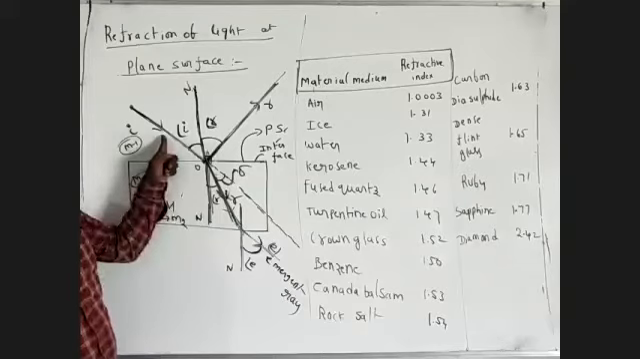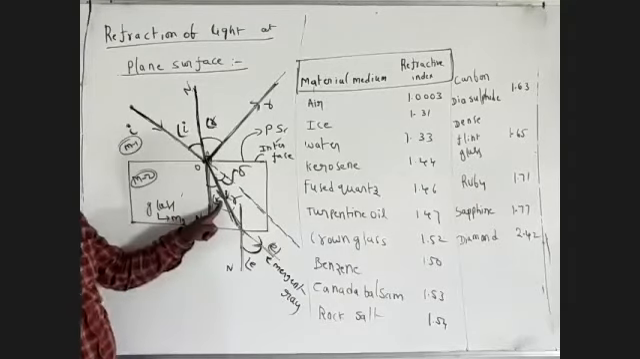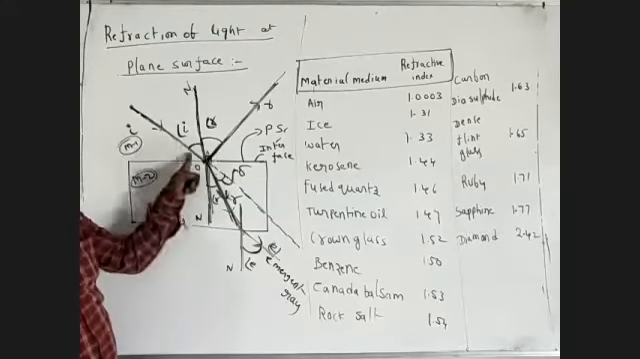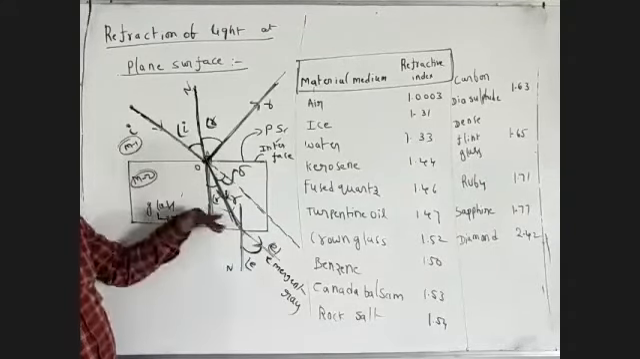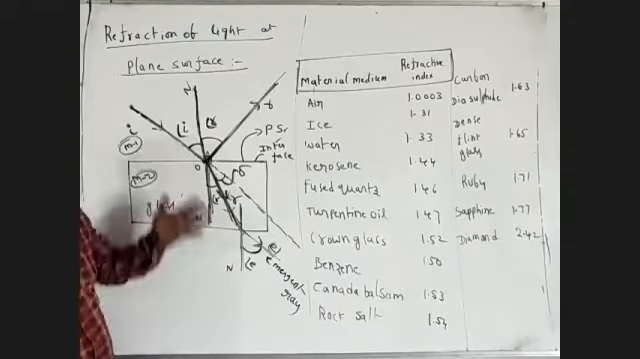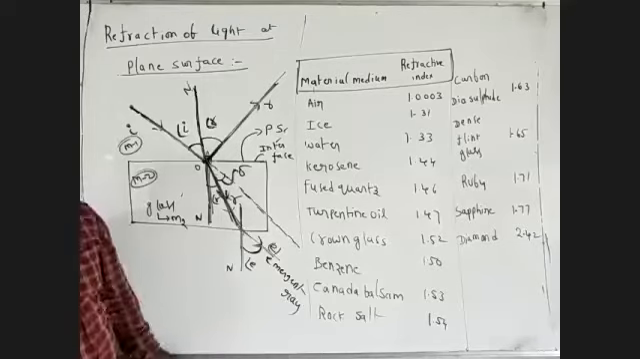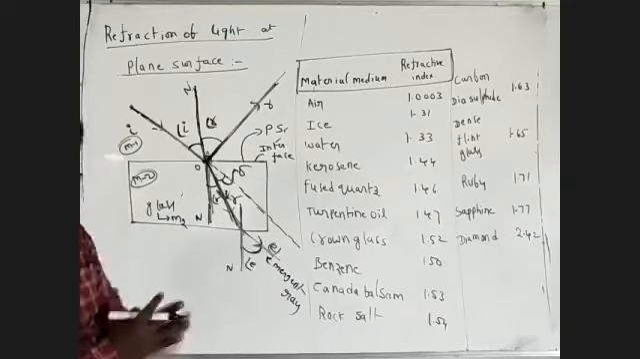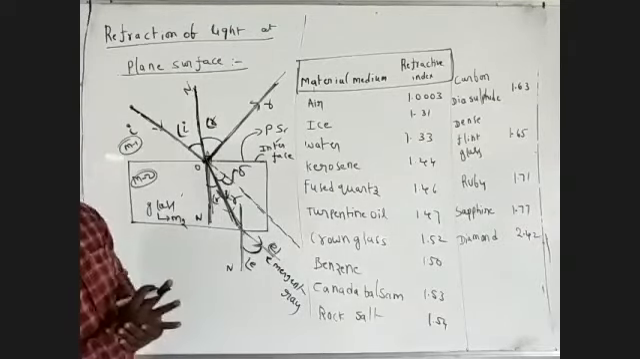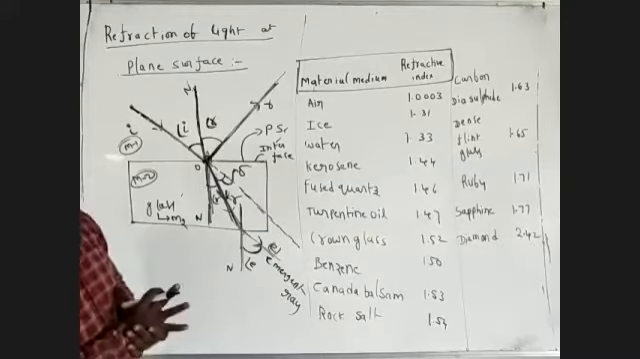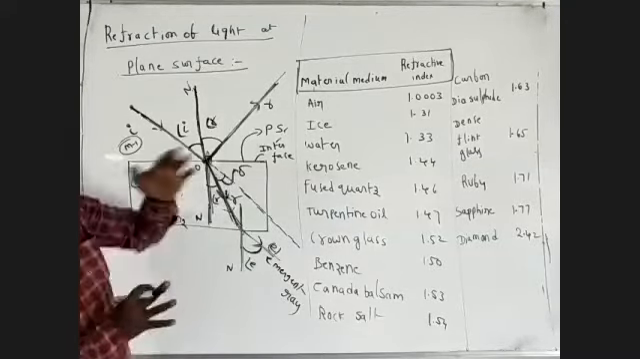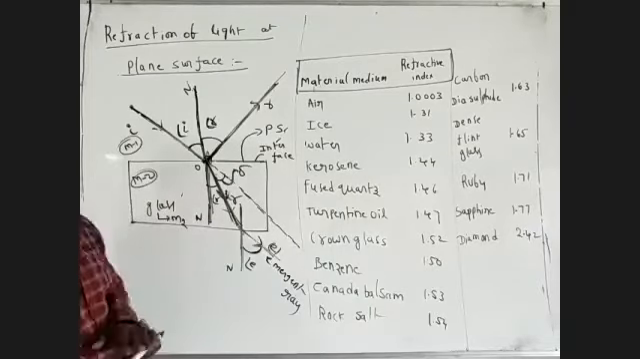This is the actual direction of the ray. This is the bending of the light. Light which deviates, which bends from its actual position on entering into another medium. Light travels from one medium to another medium, and the light bends towards the normal. Refraction means light which bends from its actual direction on entering into another medium is called refraction.